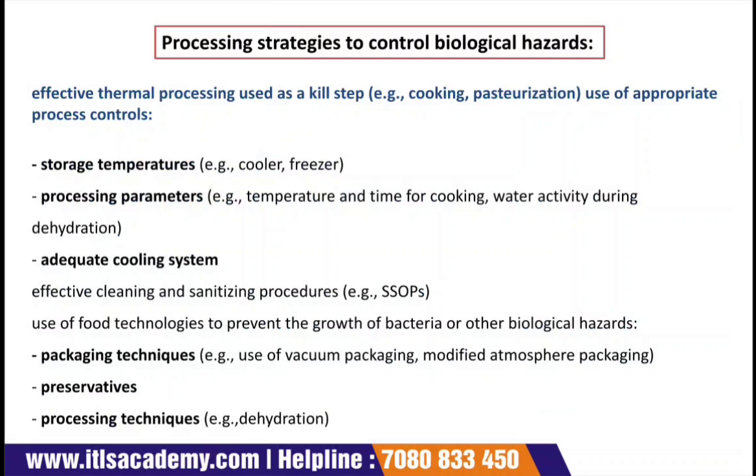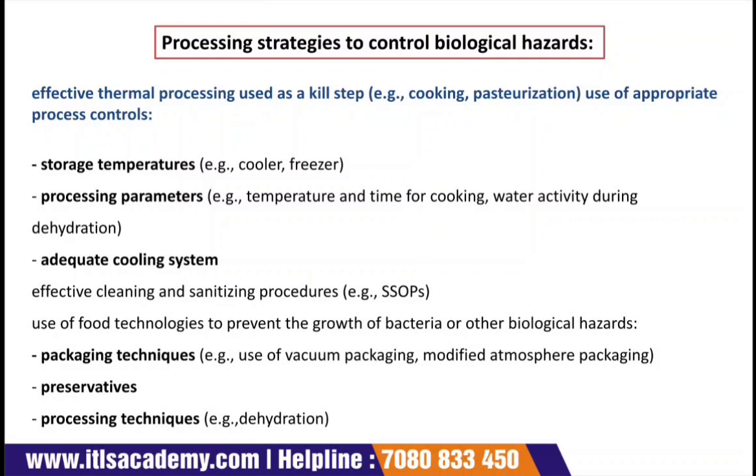Effective thermal processing is used as a kill step, that is cooking or pasteurization, along with the use of appropriate process control. They also help to control the different kinds of biological hazards, by cooking or by pasteurization. You should also have a proper storage system, that is the food should be stored at an appropriate temperature. For example, coolers and freezers can also help in extending the shelf life and inhibiting the growth of microorganisms.